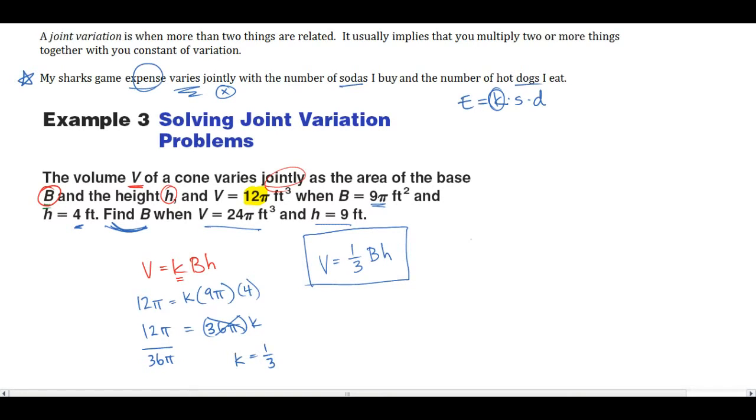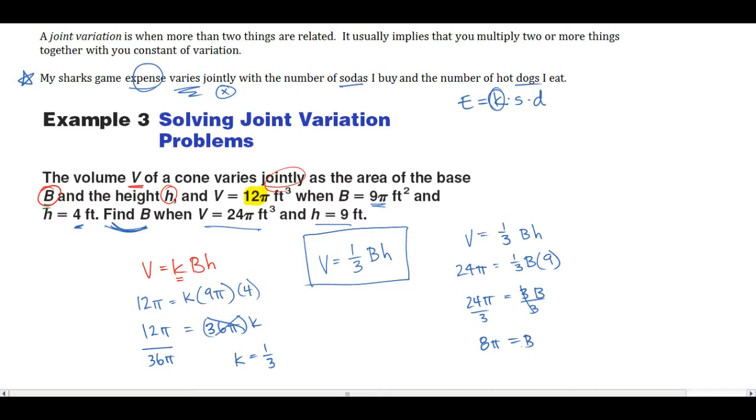So I would use the same equation. Volume equals 1/3 base times height. I will plug in the volume is 24 pi, and that is in cubic feet. And I have 1/3. I don't know the big B, but I do know that the height is 9. And now it's just algebra. 9 times 1/3 is 3, so I got 24 pi equals 3b. I will divide by 3, and lo and behold, I will have 8 pi is the area of the base.